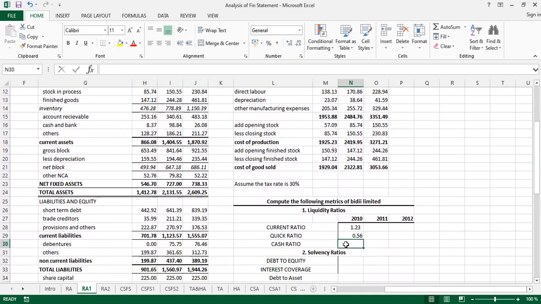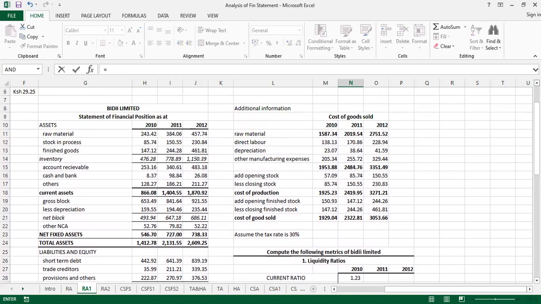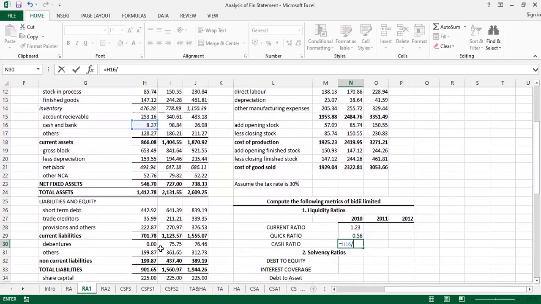So the cash ratio equals. The cash ratio is the marketable securities. So we can see here, we have cash and bank here. So we start with an equal sign here. If you can see, we don't have any other cash and cash equivalent, isn't it? Yes, we don't have any cash and cash equivalent. So it will be just that one, divided by the current liabilities. Control Enter. Then I'll do 2 decimal places, like it's 0.1.